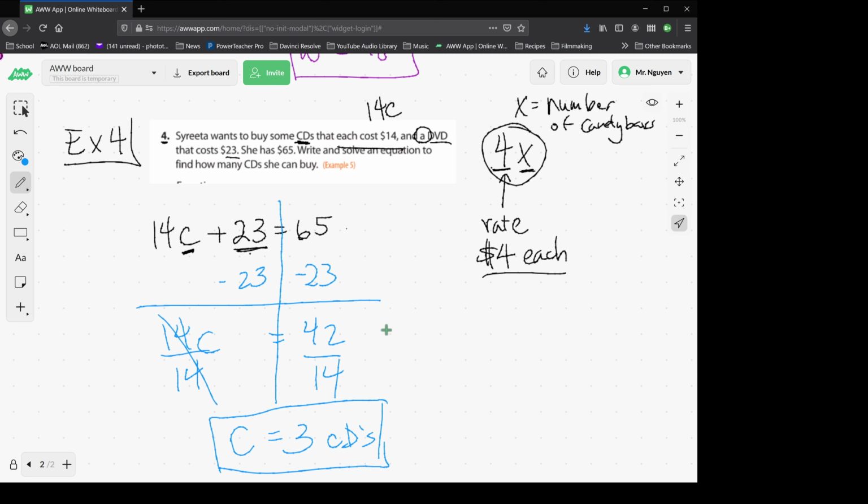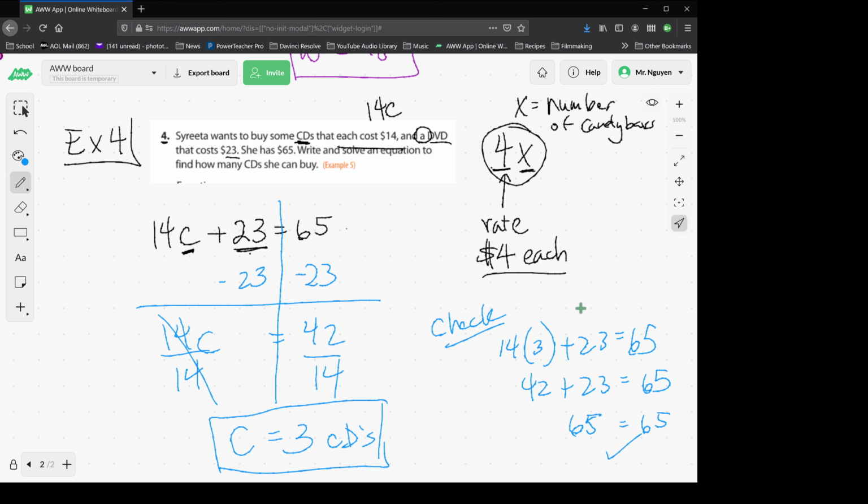Okay, so that's how this works. Does it make sense? Now, again, we can always check. So 14 times 3 plus 23, does that give us 65? Well, this is 42 plus 23, 65. Yeah, it checks out. So this works.